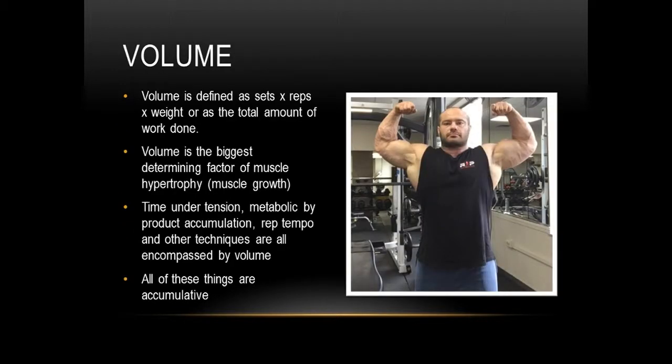Now volume is defined as the sets times the reps times the weight. So if you do 5 sets of bench press for 10 reps, lifting 10 kilograms or 10 pounds, doesn't really matter for this example, that's going to give you a total of 500. Now that number is the volume you've accumulated in that session for chest and triceps and maybe even shoulders if you want to count it there.